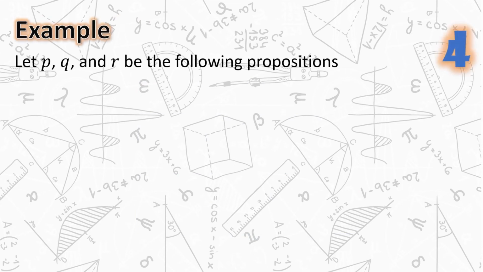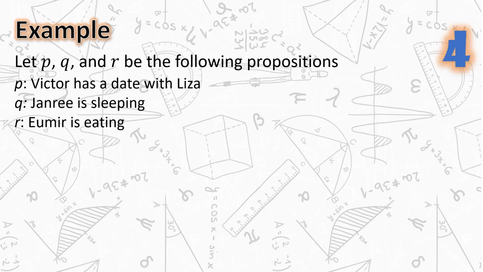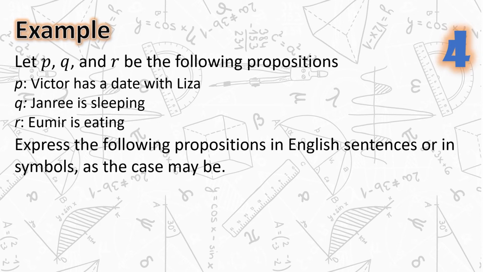Let us have another example. Let P, Q, and R be the following propositions. P is the proposition Victor has a date with Lisa. Q is the proposition January is sleeping. R is the proposition Yumir is eating. Express the following propositions in English sentences or in symbols, as the case may be. Letter A, we have P or Q. Letter B, Q or not R. Letter C, P or Q and R.